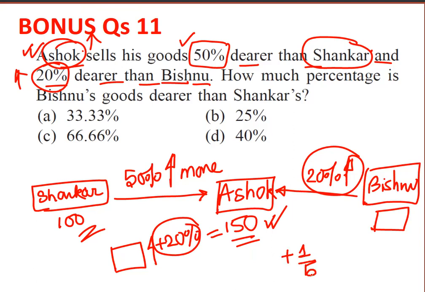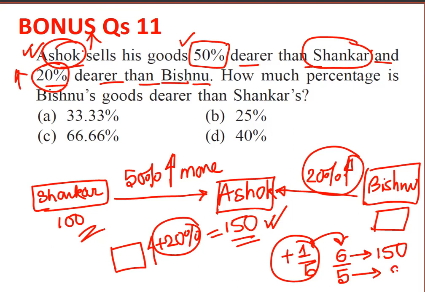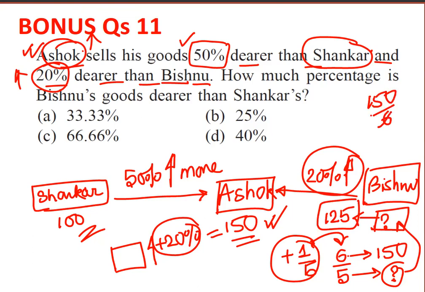Plus 1 by 5 means what? 6 by 5, right? It means the ultimate value is 6 by 5. This increased value is 150 and this previous value will be how much? This will be the answer. If 6 units is 150, then 5 units will be 125. How? 150 by 6 is 25, 25 into 5 is 125.